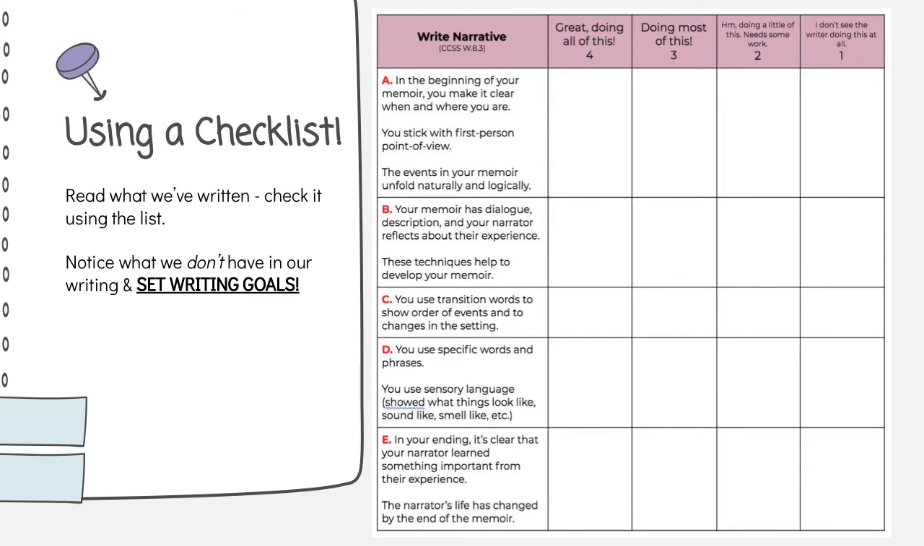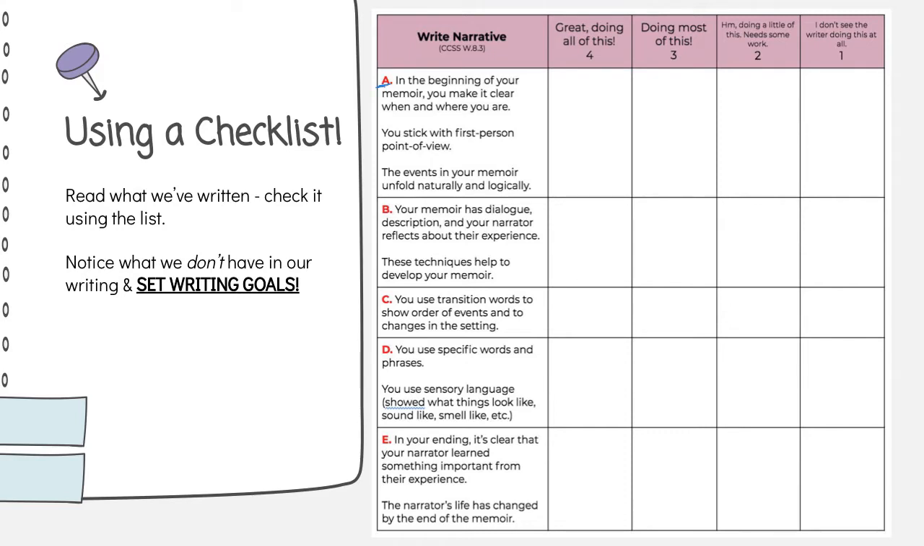Let's look closely at this checklist now so we can understand what's the expectation of my writing as I continue writing my memoir. What should I have in my writing? This checklist will help us know what to work towards with our memoirs. Okay, so let's just go down the list here.